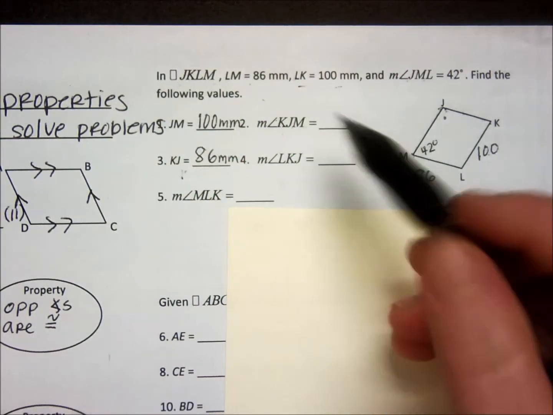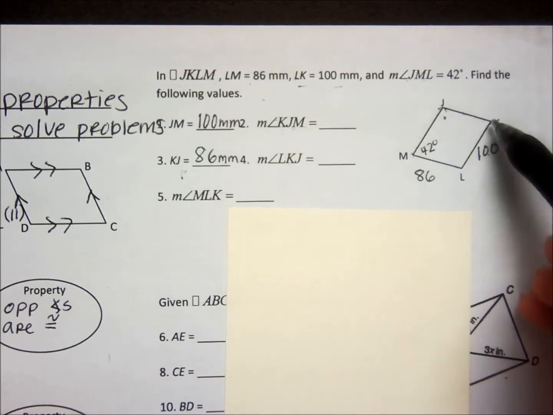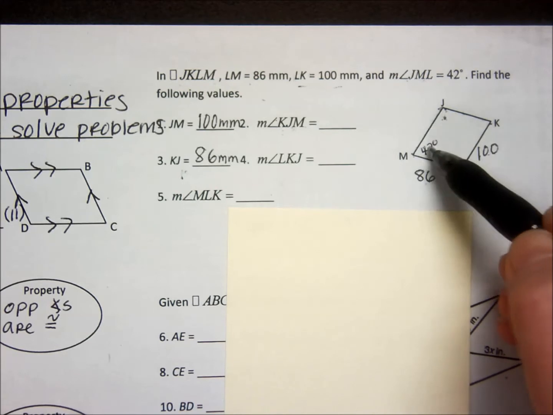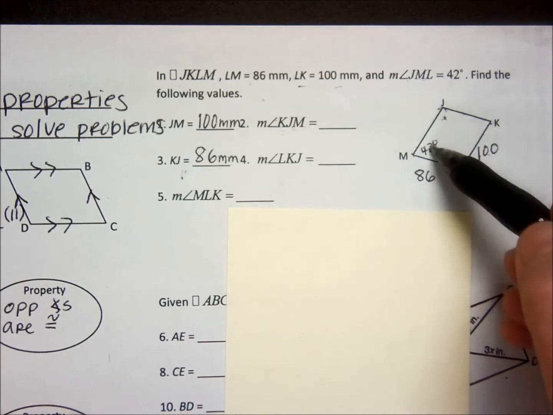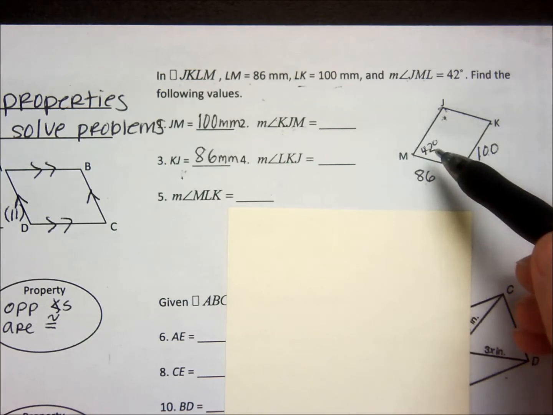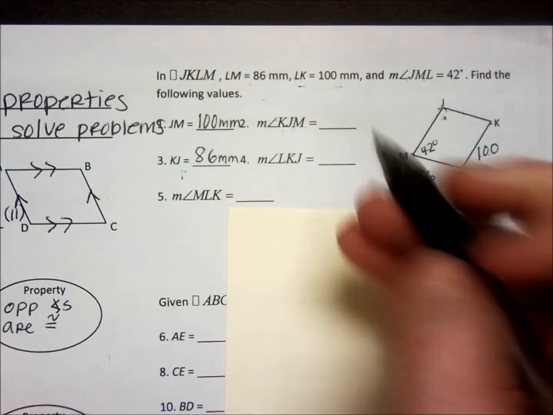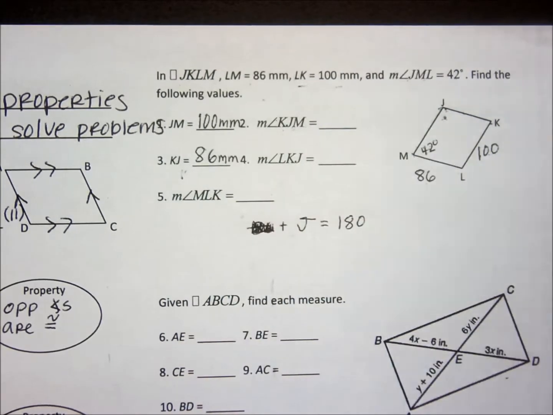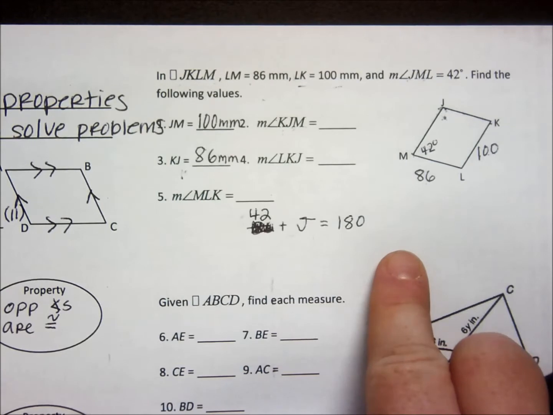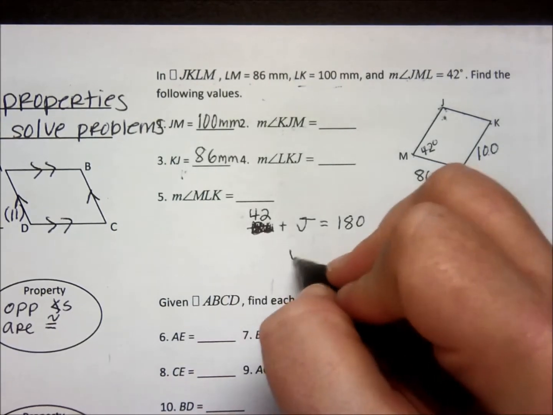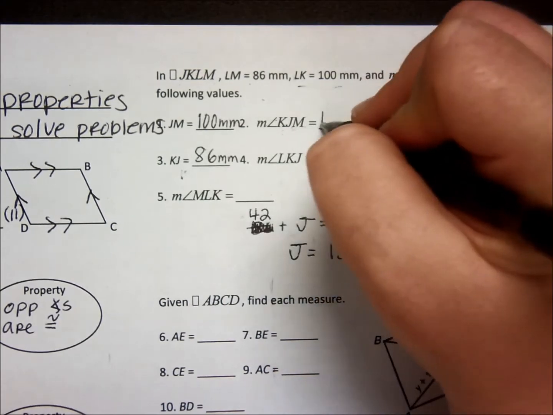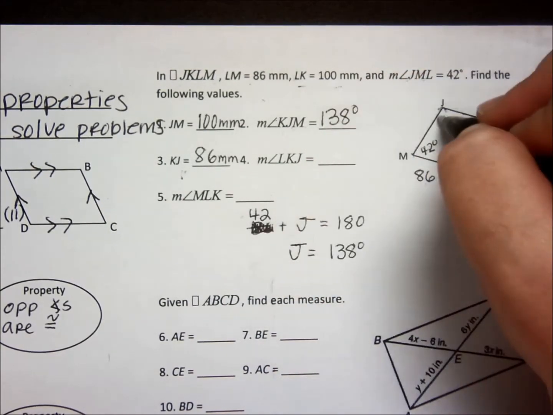Alright, so let's try to find angle KJM, this angle right in here. I know that angle J and angle M should add up to be 180 degrees because consecutive angles beside each other are supplementary. So I know that 42 plus J should equal 180. When I subtract 42 from both sides, I end up with J equaling 138 degrees. So this is 138 degrees. I'm going to go ahead and put that in there.